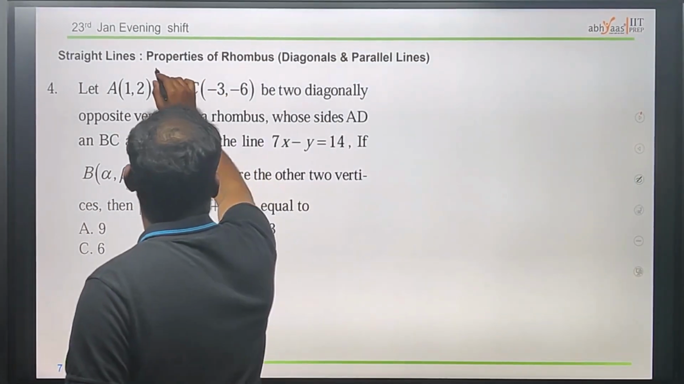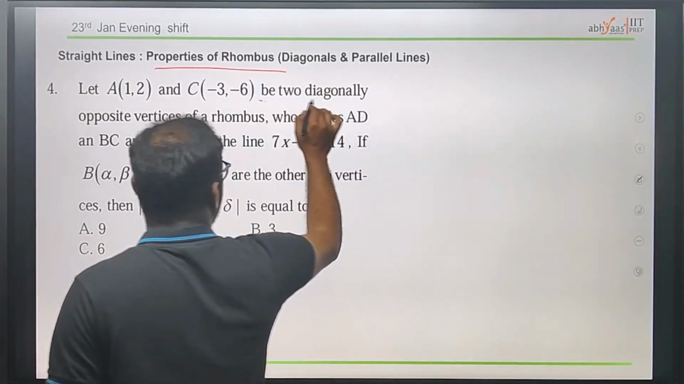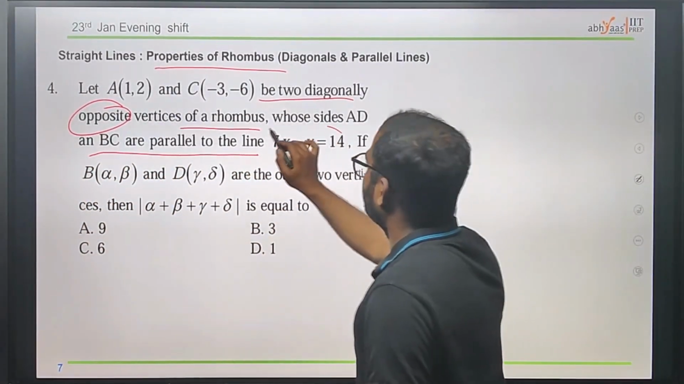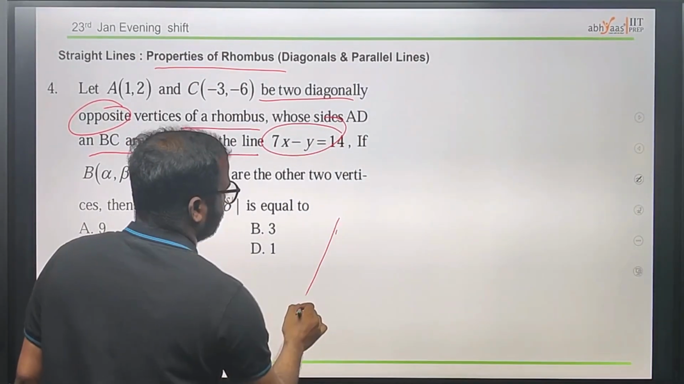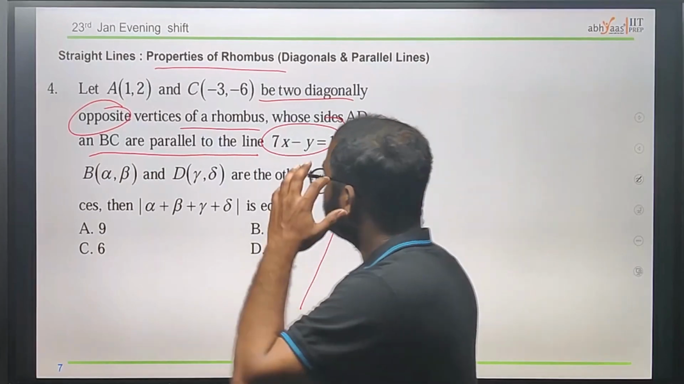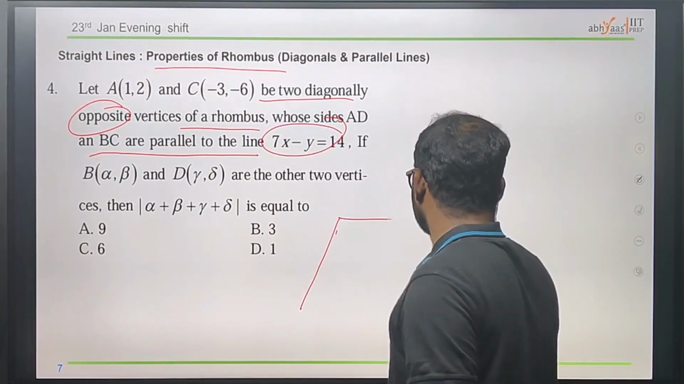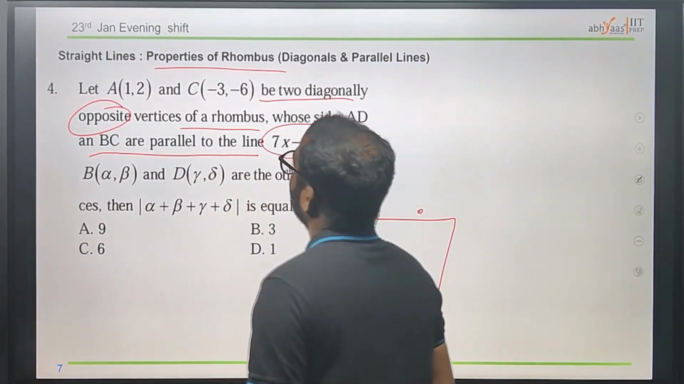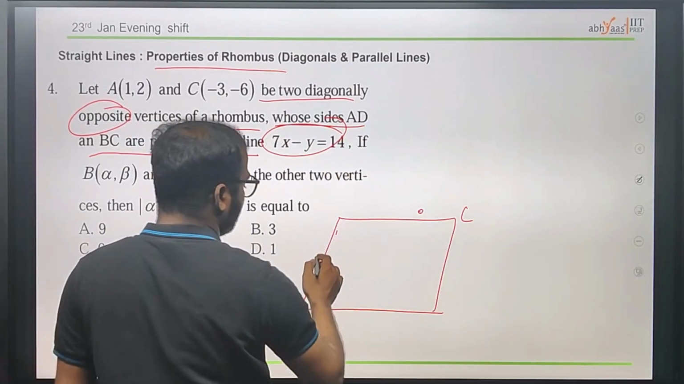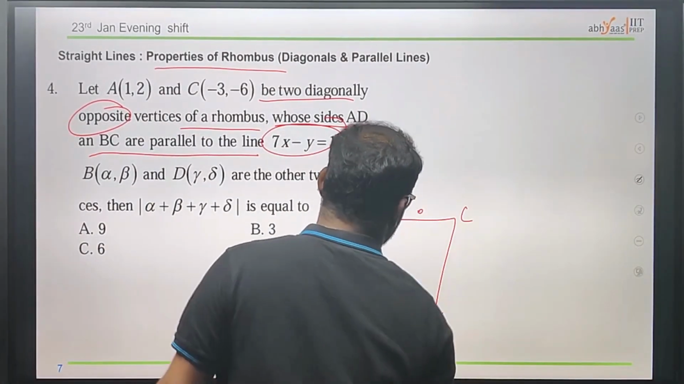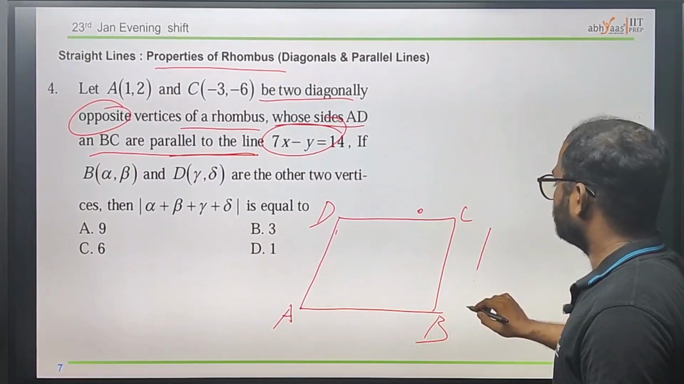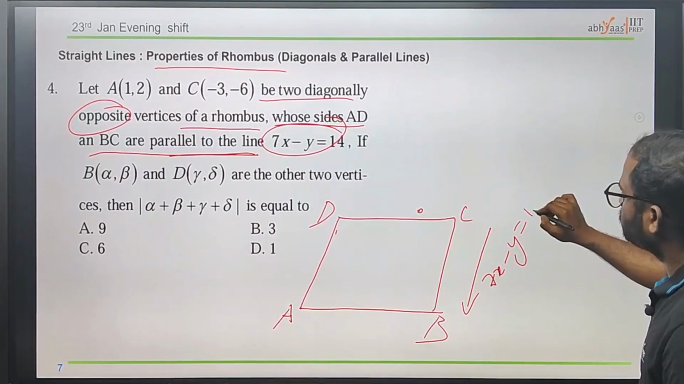Now we have the straight lines question on the properties of a rhombus. If you observe, they give A and C as two diagonally opposite vertices of a rhombus, whose sides AD and BC are parallel to the line 7x minus y is equal to 14. That's what they have given.